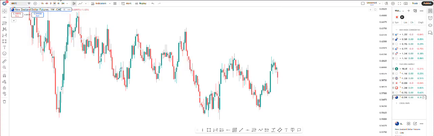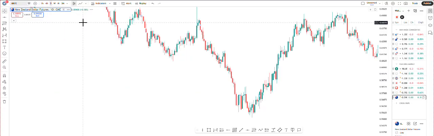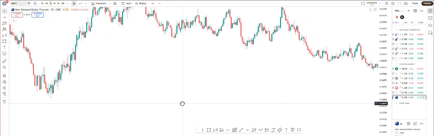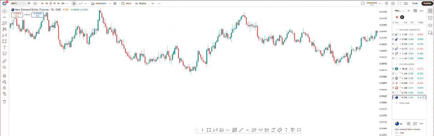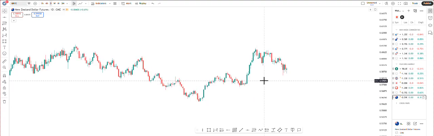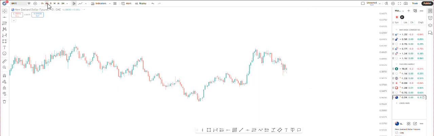I would patiently wait for this market to probably get into this demand area. Then when it pushes back to this supply area just around here, I'll sell the market back to the downside.